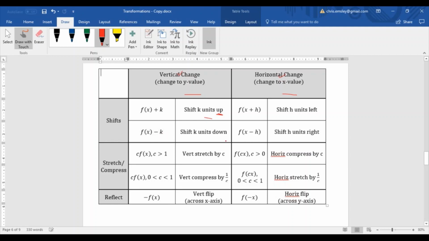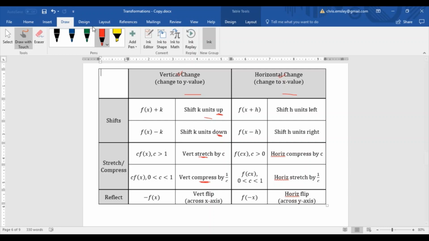When you subtract a constant, it's going to shift down. When you multiply something by a number, that's going to make it bigger. It's a vertical stretch. When you multiply something by a fraction, which is basically what's going on here, a constant between 0 and 1, it's going to compress. It's going to get smaller.